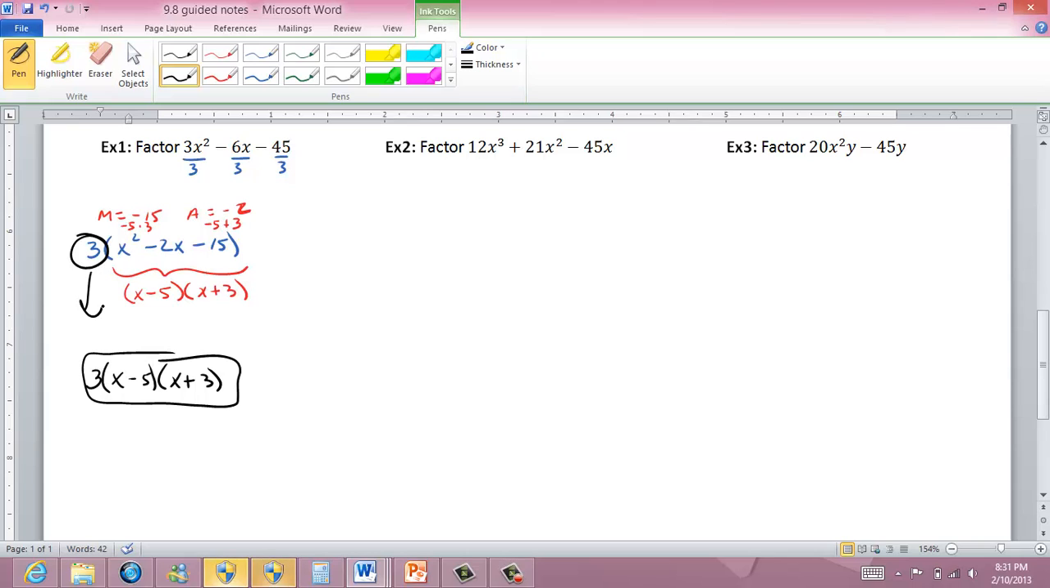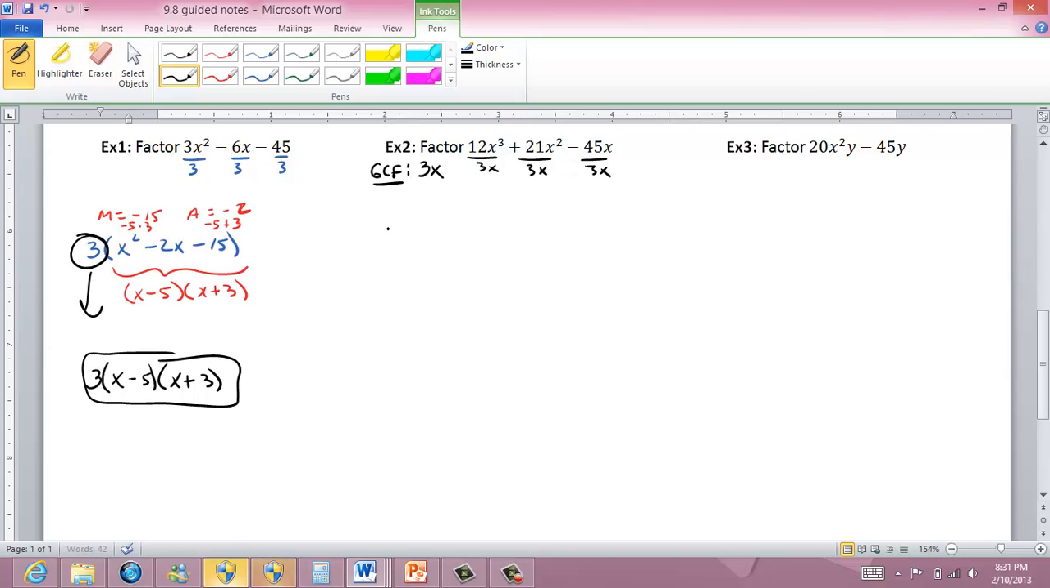Now, looking at the second one, this is a tad bit more challenging. Now, looking at 12x to the third, 21x squared, and negative 45x. Looking at the numbers, I know when I go to get my GCF, the largest number that goes into 12, 21, and 45 is 3. But I also have to recognize that each term has an x, and I can always pull out the variable expression with the smallest exponent, so that would be x. So my GCF for this problem is 3x.